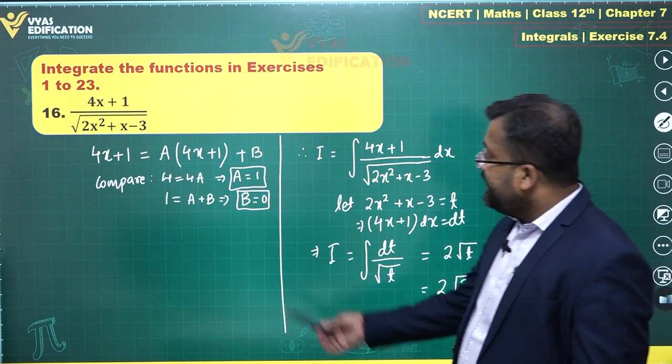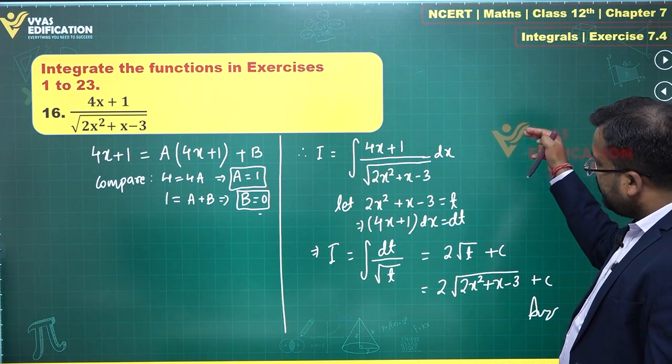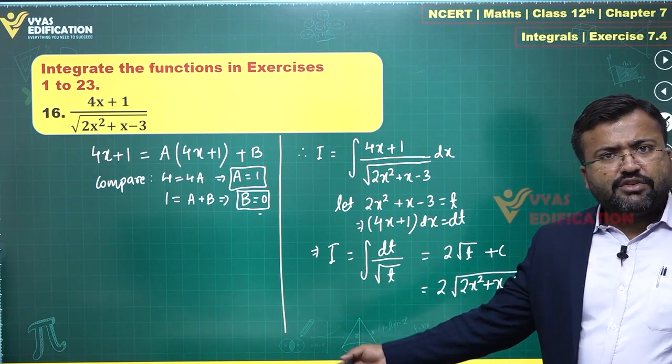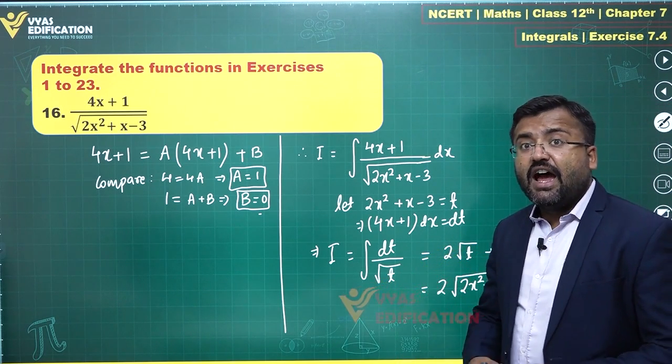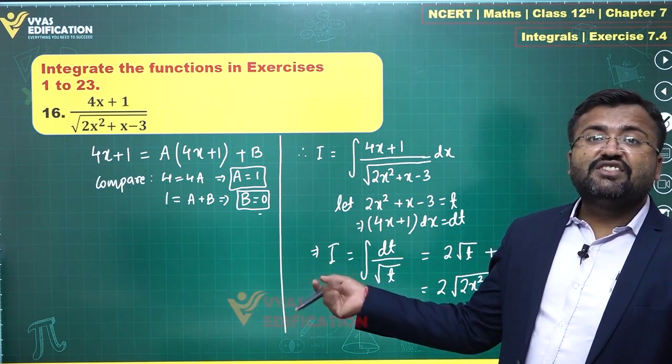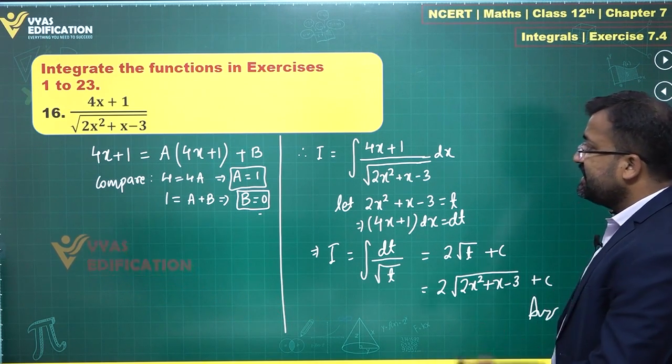Had there been another term, that would imply that we have another 1 upon root quadratic, and that could be solved using approaches which you have just seen in the past few questions, and again we'll be seeing those approaches in the next few questions. Right, this is the 16th question for us, and that's a complete solution of this 16th question.